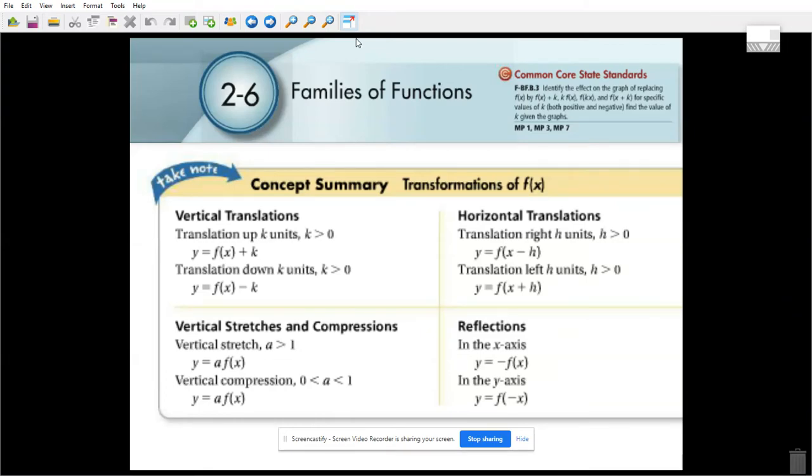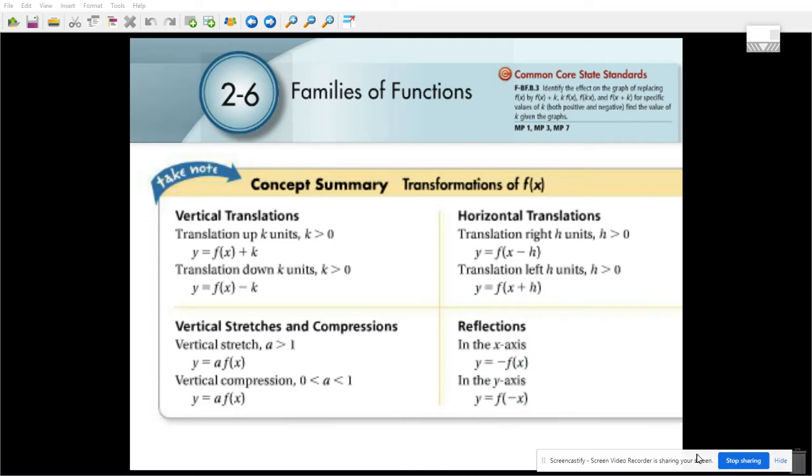2.6, we're going to talk about families of functions and transformations of graphs. So this kind of starts off with everything you need to know about this lesson, has very important information, but I'm going to explain a little bit more about what this K does, what this H does, what the A does, and the reflections about the x-axis and y-axis depending on where the negative sign is.